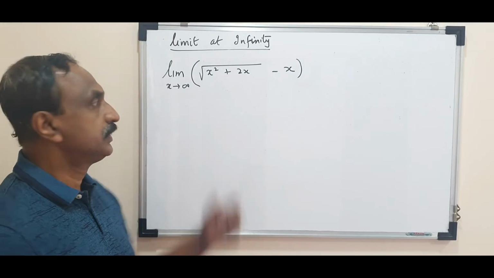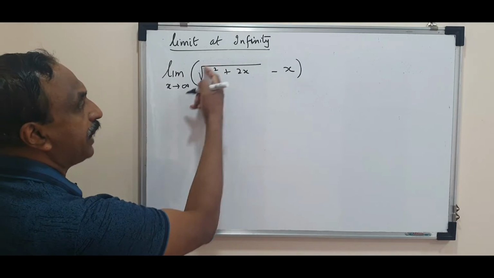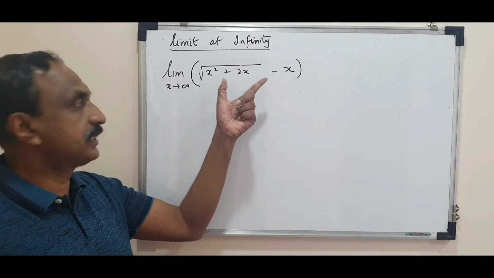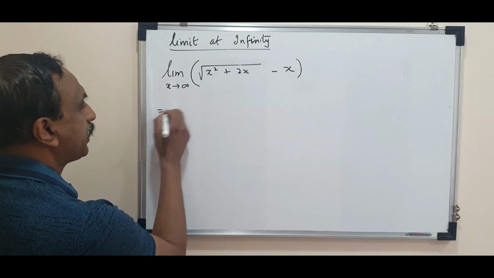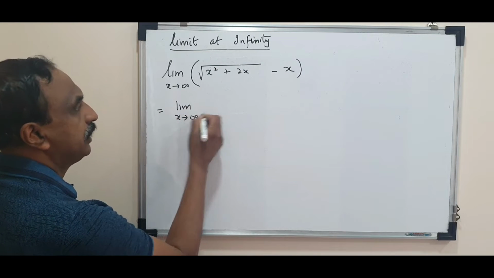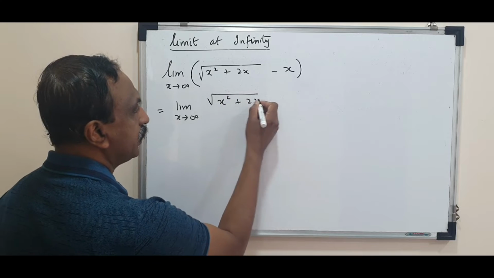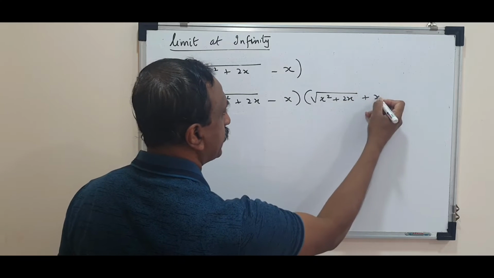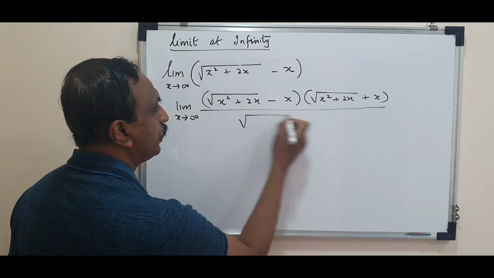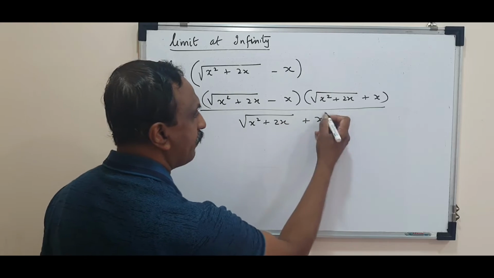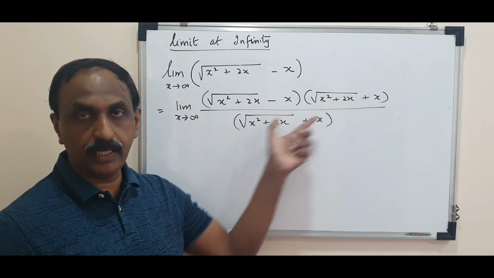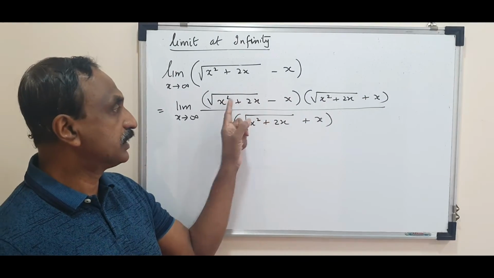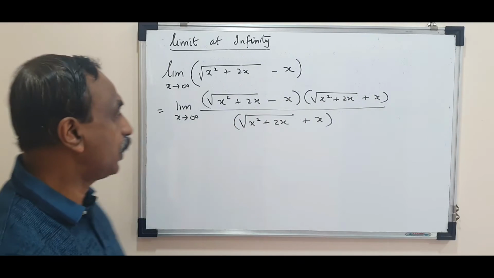In this problem, when x is tending to infinity, if I substitute, I get infinity minus infinity, which cannot be calculated. So in such problems, we have to rationalize. I'm going to multiply the numerator and denominator by the conjugate: (√(x² + 2x) − x) times (√(x² + 2x) + x), divided by (√(x² + 2x) + x). I multiplied the numerator and denominator by the same quantity, the conjugate. Because this is a − b, the conjugate will be a + b, so that I can remove the square root in the numerator.